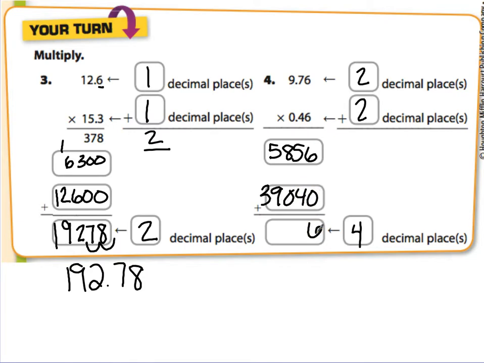And then when I add, I get 6. 5 and 4 is 9. 8 and 0 is 8. 9 and 5 is 14. Carry the 1 is 4. So this tells me to move it 4 places to the left. So 1, 2, 3, 4. So my answer was 4 and 4,896 10,000ths.